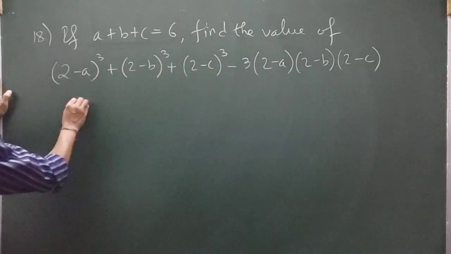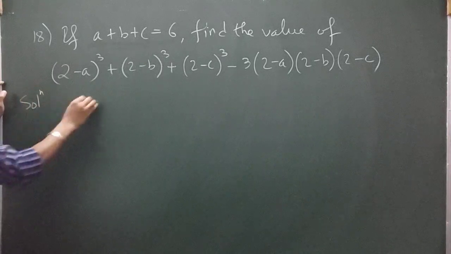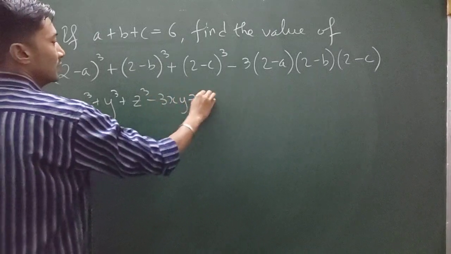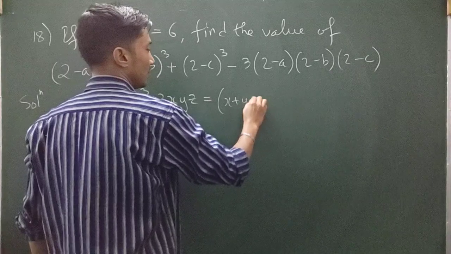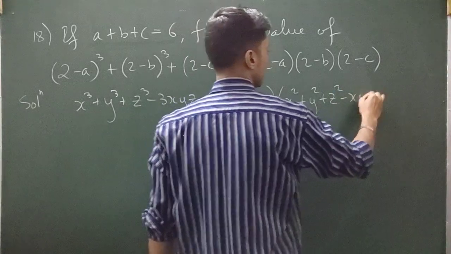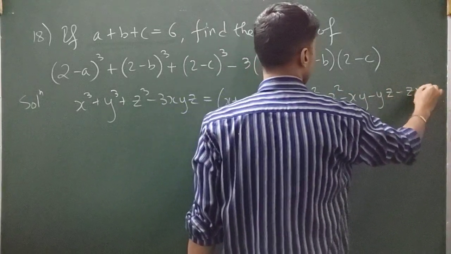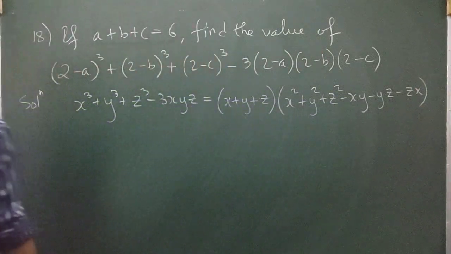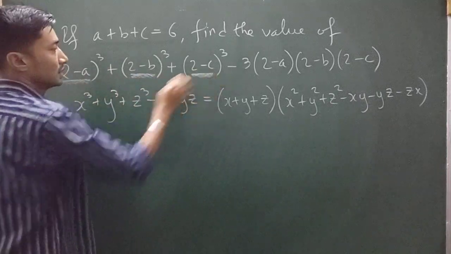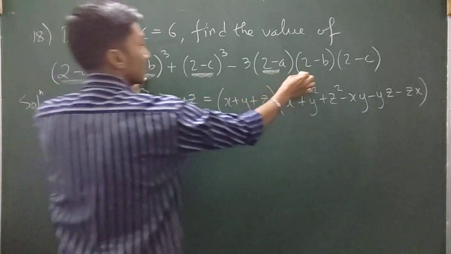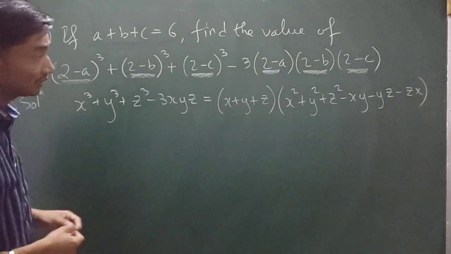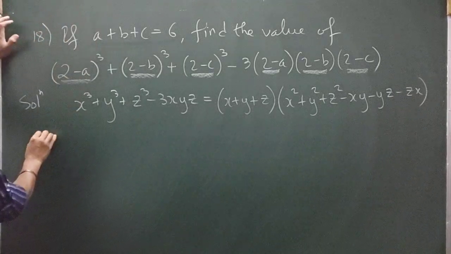Now, what was the formula we did just now? x cube plus y cube plus z cube minus 3xyz. That was (x plus y plus z) into (x square plus y square plus z square minus xy minus yz minus zx). Now have a look at this. Isn't it the same format? x cube, y cube, z cube, 3xyz. So we can apply it, isn't it?